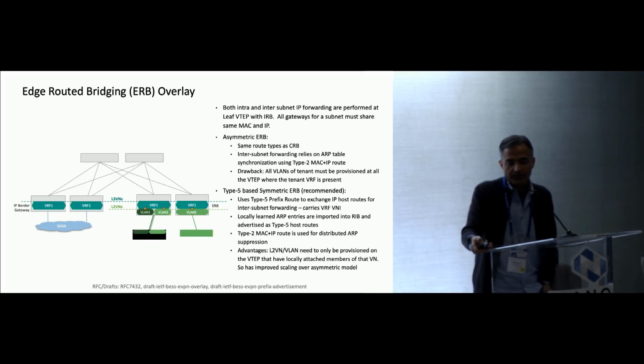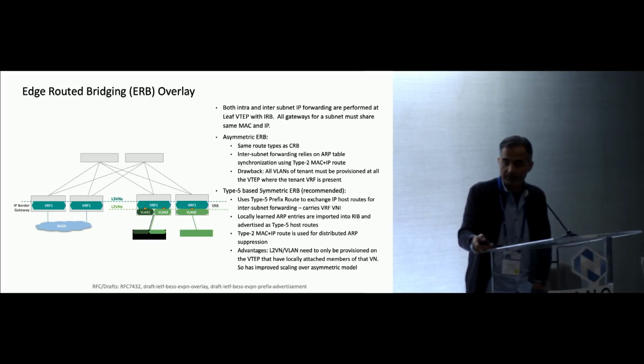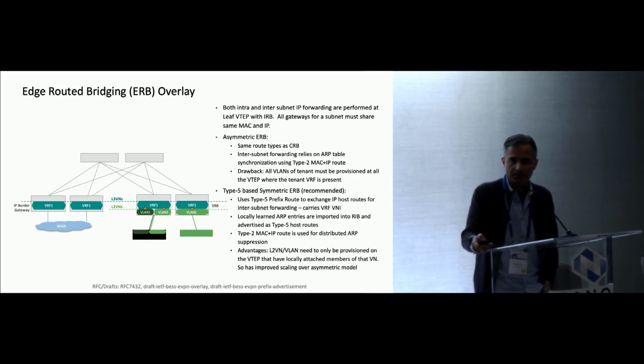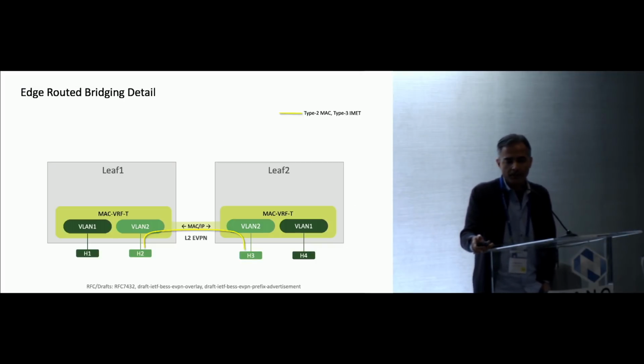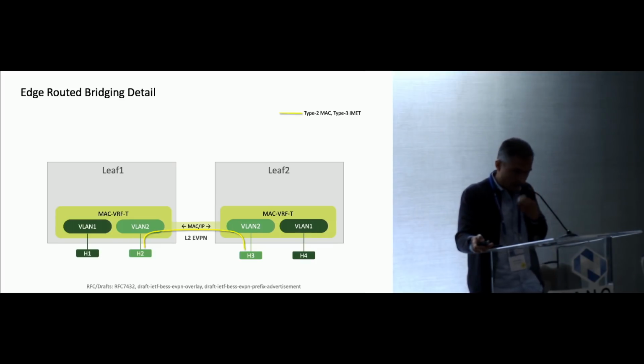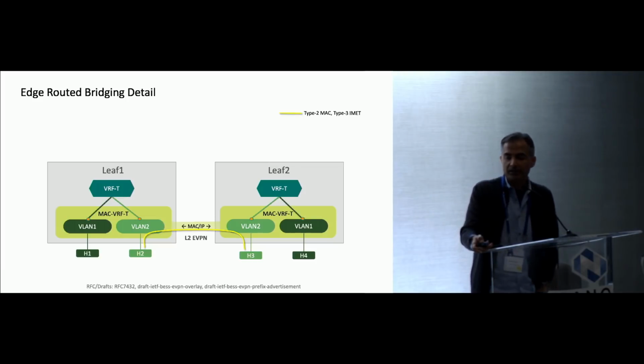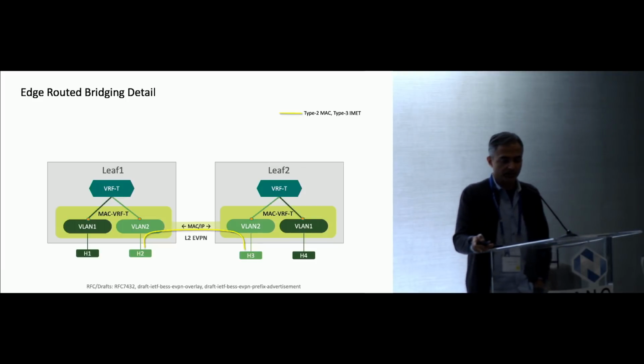Now, the advantage of the symmetric approach is that you don't need to configure the VLAN of the tenant everywhere where the VRF of the tenant is configured. And that means it's much more scalable. So a little quick detail. We start, again, with the pure bridging service model. And then we add the tenant VRF to all the leaves.